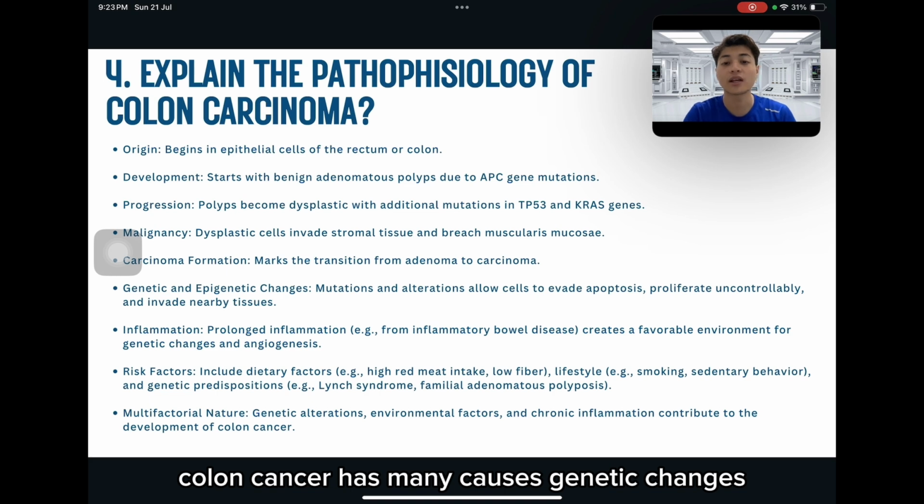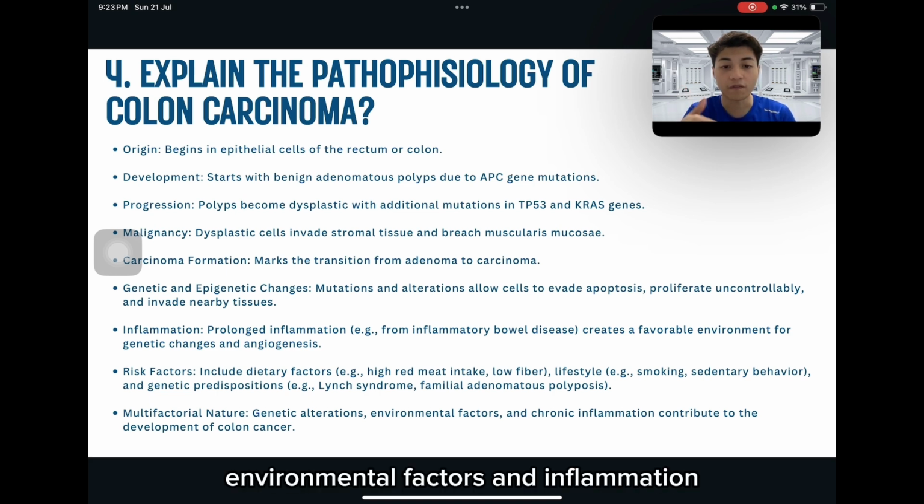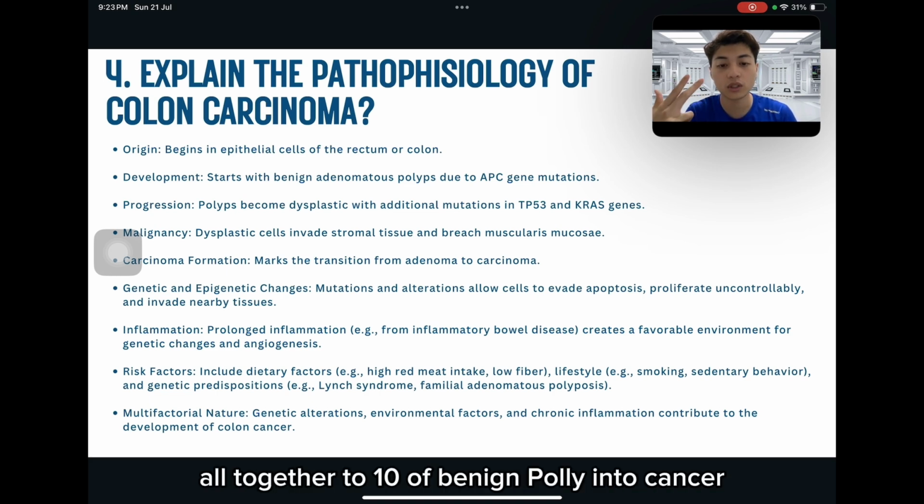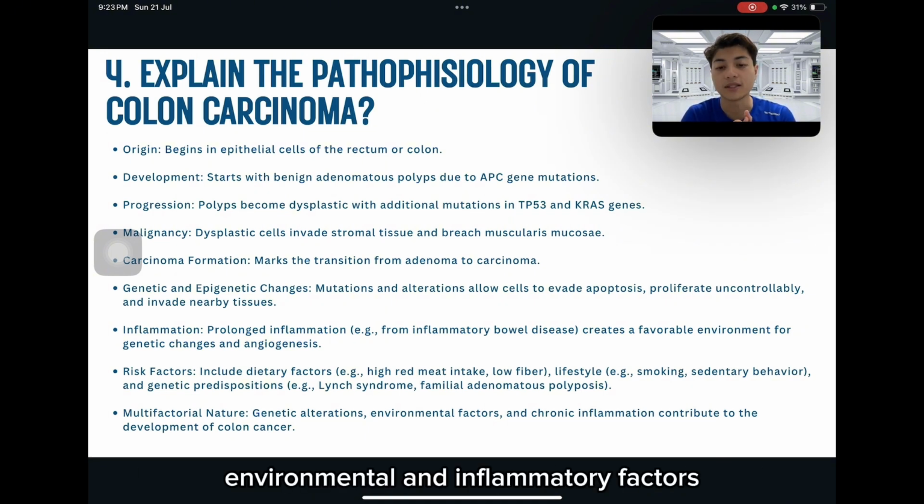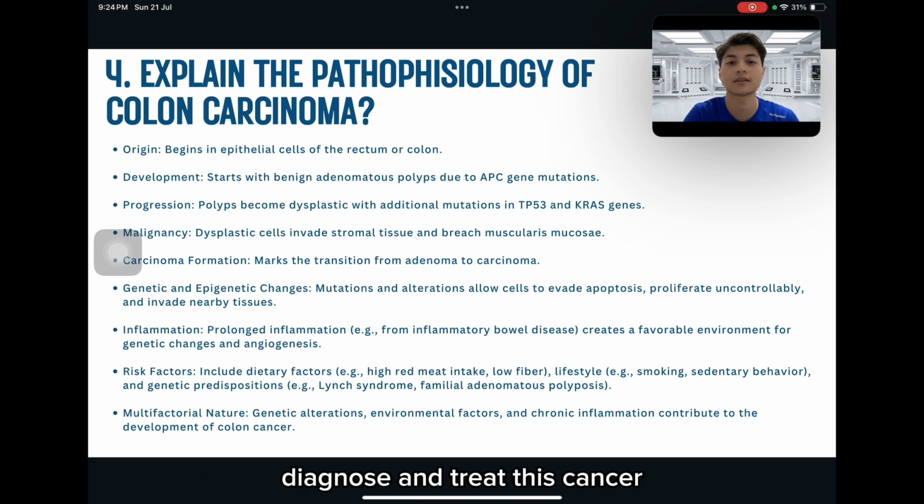Colon cancer has many causes: genetic changes, environmental factors, and inflammation all work together to turn a benign polyp into cancer. In conclusion, colon carcinoma involves a mix of genetic, environmental, and inflammatory factors. Understanding this helps us better prevent, diagnose, and treat this cancer.